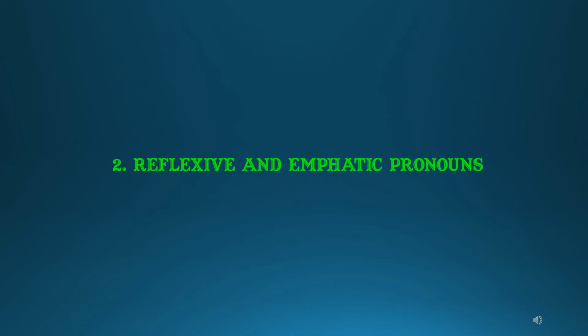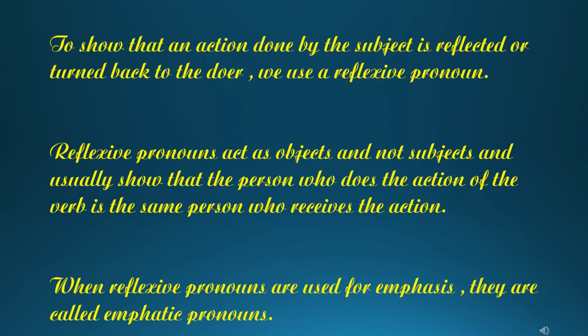Second one, reflexive and emphatic pronouns. To show that an action done by the subject is reflected or turned back to the doer, we use a reflexive pronoun. In such sentences, the subject and object of the verb refer to the same person or thing. Reflexive pronouns act as objects and not subjects and usually show that the person who does the action of the verb is the same person who receives the action.